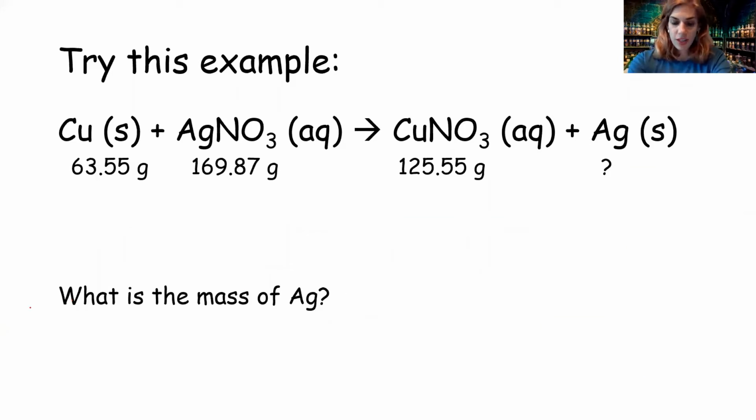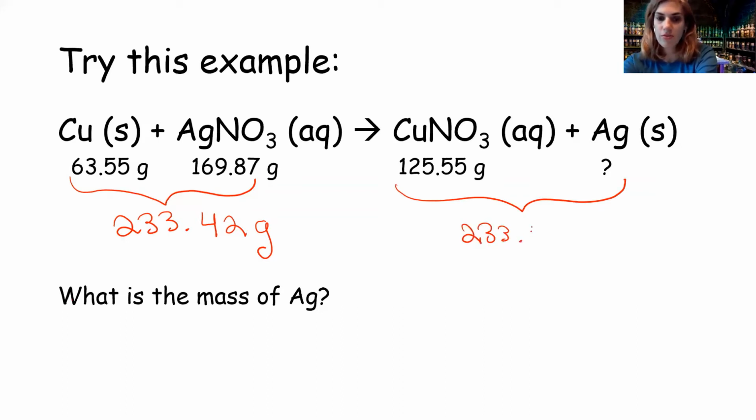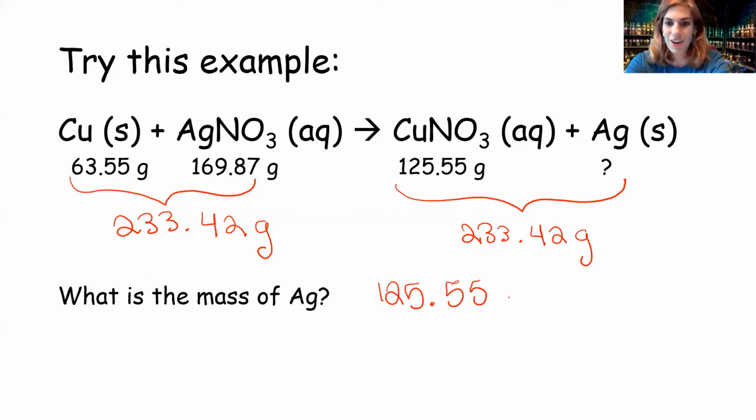Did you get it? Hopefully you saw that the total mass of the reactants added up to 233.42 grams, which means that the total mass of the products also has to equal 233.42 grams. So in other words, if you have 125.55 grams of copper nitrate plus the mass of silver, that has to equal 233.42. Sorry, I'm writing this out.